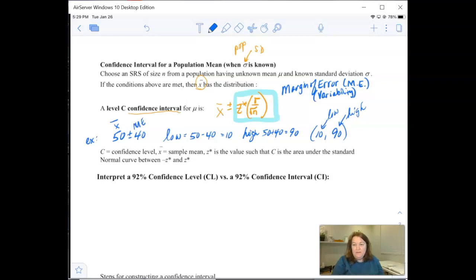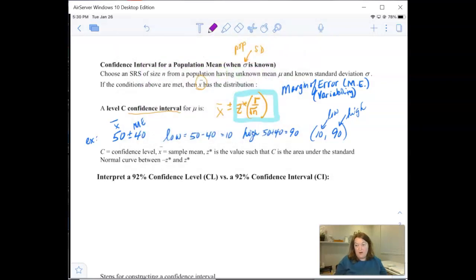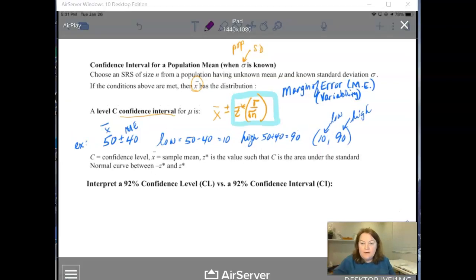Okay. All right, so C is the confidence level, X bar is the sample mean, Z star is that value, the number of standard deviations left or right, okay? So next we're going to work this backwards. We're going to ask you to interpret a 92% confidence level versus a 92% confidence interval. So I've been using both of those and you might not have noticed the major difference there. So we want to make sure that you see what the biggest differences there are. Okay. All right, so let's do confidence level first.